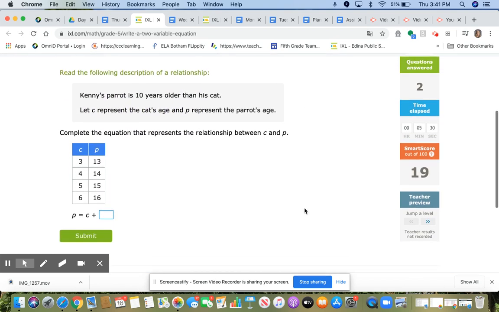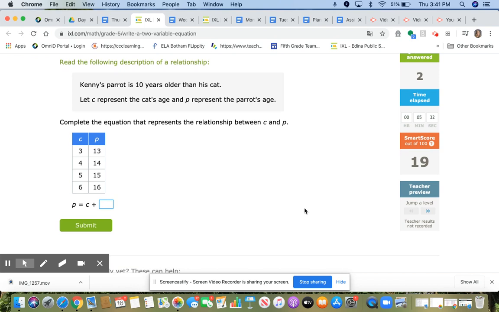Let's do a couple more together, and then you're going to be off to the races. Okay, Kenny's parrot is 10 years older than his cat. Let C represent the cat's age, and P represent the parrot's age. Okay, so you might have read this and you might already know what your number model needs to look like. Let's check it with the table just to be sure. So the cat's age is C, and the parrot's age is P.